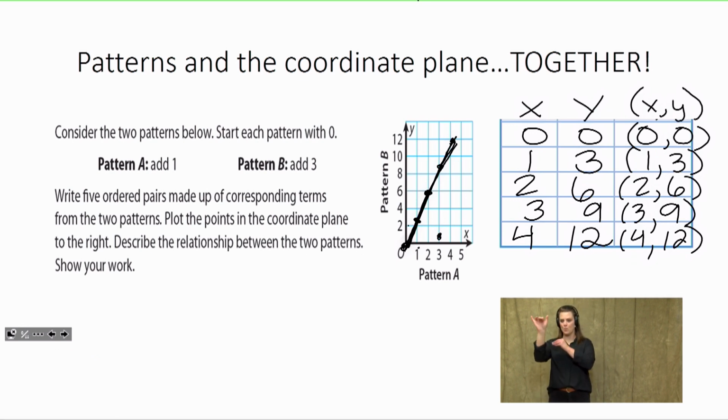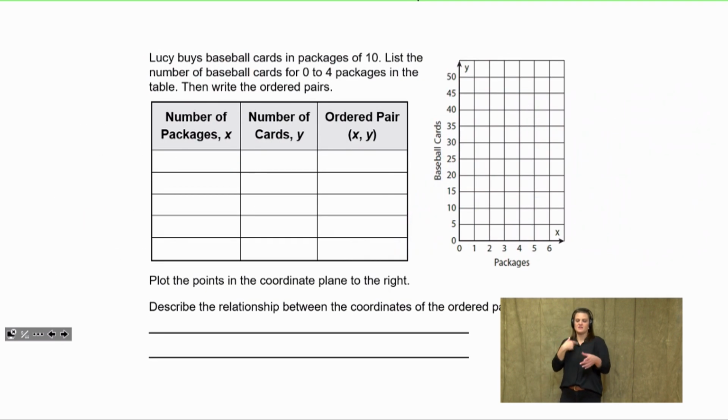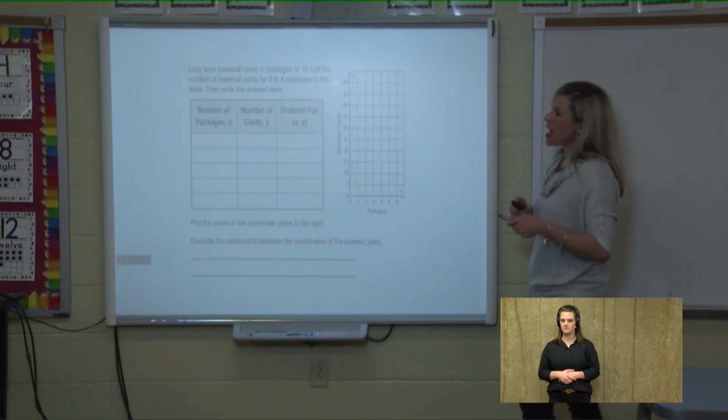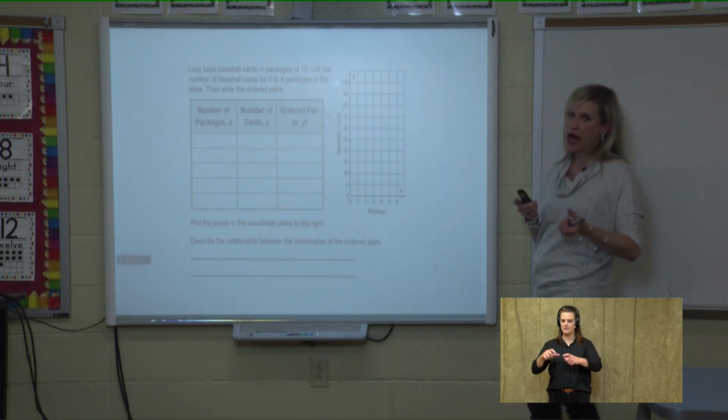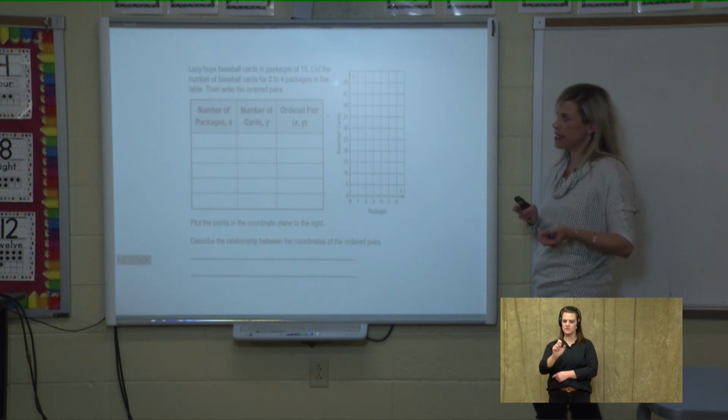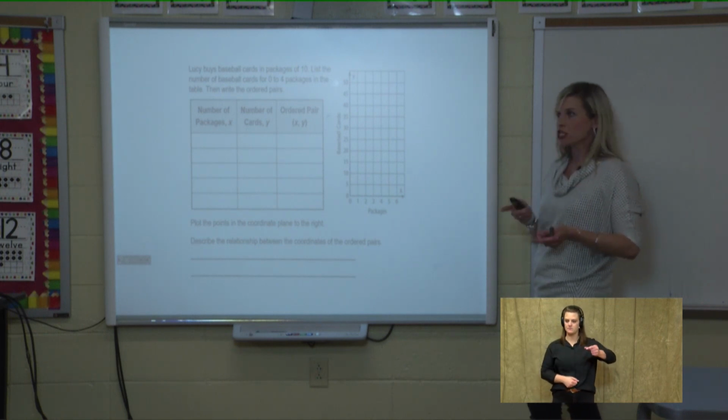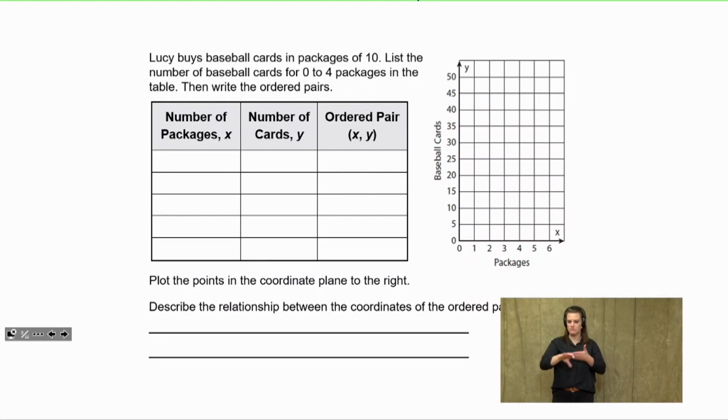All right, let's see if I can get this one right because, man, I messed that up a little bit. All right, here we go. Now this is putting it all together in real-world context, okay? This says, Lucy buys baseball cards in packages of 10. So I want you to think of one package of baseball cards, okay? And in that package, there are 10 cards. So have that in your brain. List the number of baseball cards for 0 to 4 packages in the table. And then we're going to write the ordered pairs.